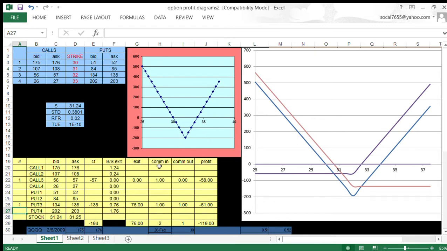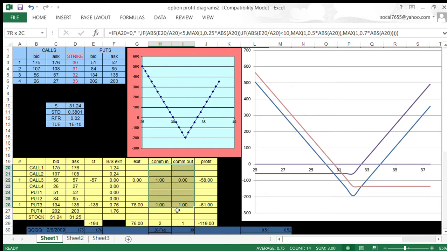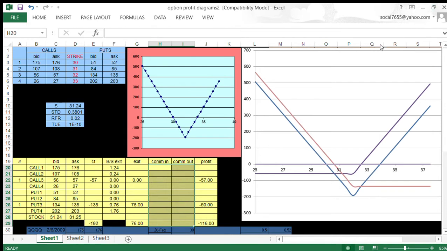Oh, let me turn off the commissions, sorry. There we go. It cost us $192 to set up, and therefore that's our maximum possible loss. And that would occur if the stock price at option expiration was equal to the strike price of these options. These are strike price 3, so that strike price is 32.